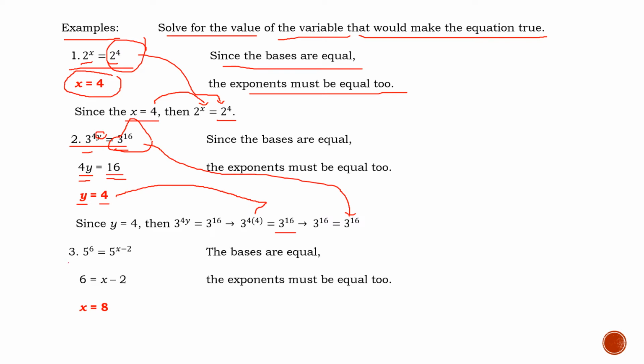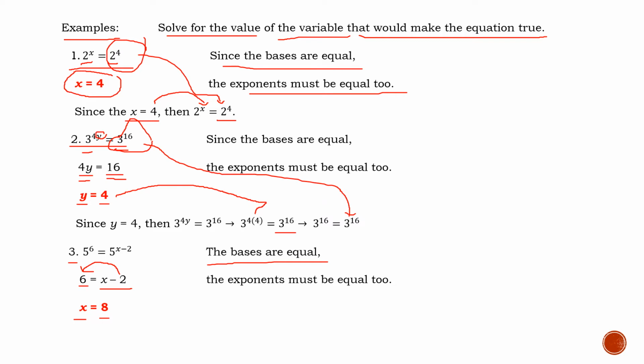Now for number 3, since the bases are equal, we can assume again that exponent 1 is equal to exponent 2, which is x minus 2. So we simply transpose this negative 2 to the other side of the equation. From negative to positive, so 6 plus 2 becomes 8. We copy the variable x from one side of the equation. So the value of x is now equal to 8.